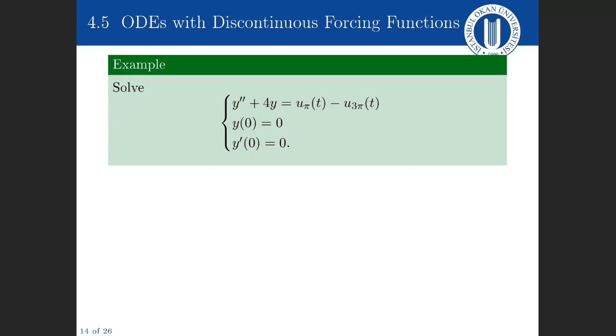So that's the basic idea. Let's do another one. So y double prime plus 4y is equal to u pi minus u 3 pi, with the initial conditions 0 and 0. For our forcing function, we have a function which is 0 first, and then equal to 1, and then equal to 0. So this is somewhat similar to the first example I did with the machine, which was switched off, and then it switched on, and then it switched off again.